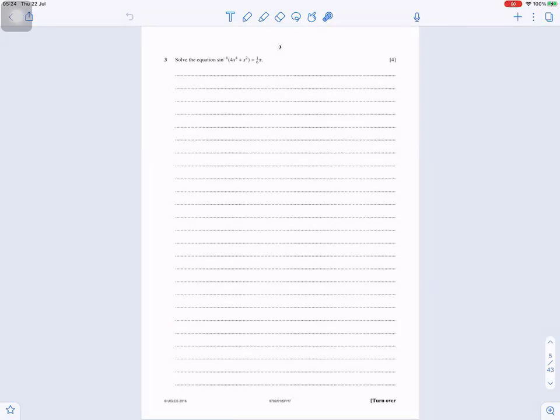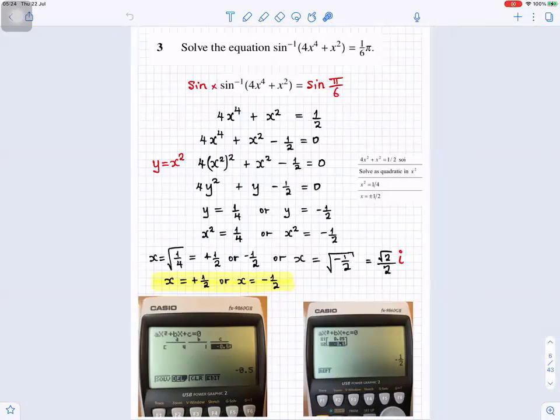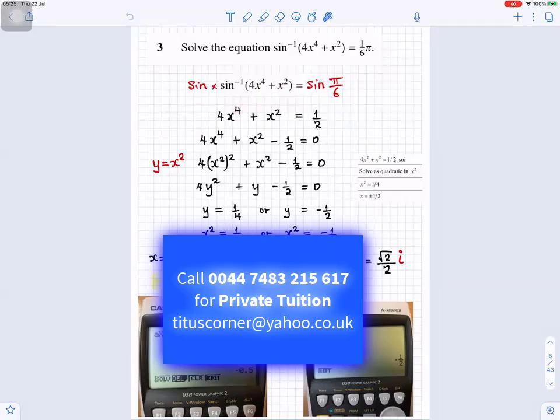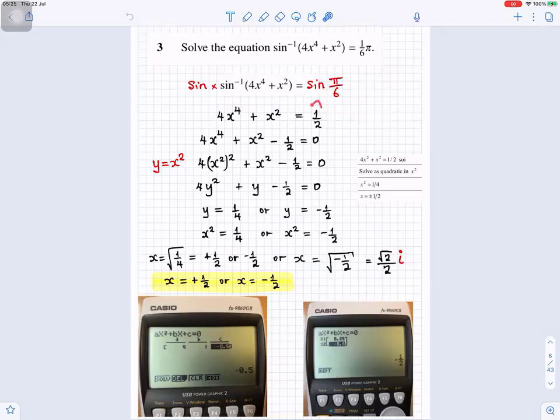Number 3, solve the equation sin^-1(4x^4 + x^2) = 1/6 pi. You put sine in front. So sine times inverse sine, they'll cancel each other. So you have 4x^4 + x^2 is equal to sine of pi over 6, which is half. You take the half to the left, it becomes minus a half. So you have 4x^4 + x^2 - 1/2 = 0.